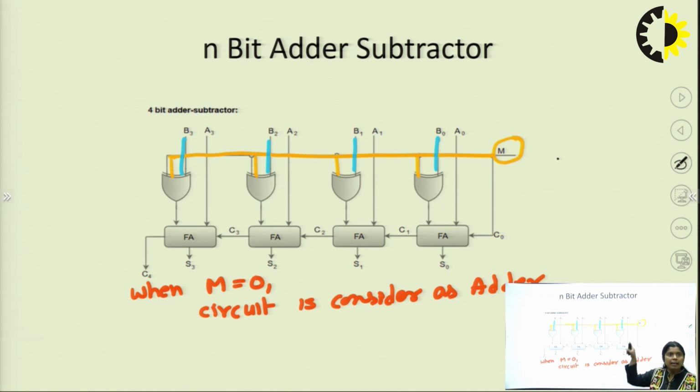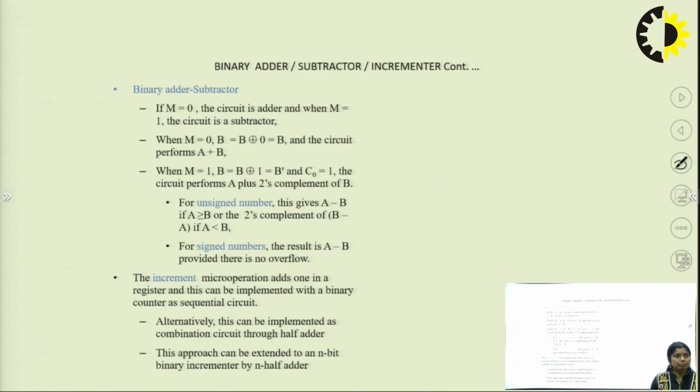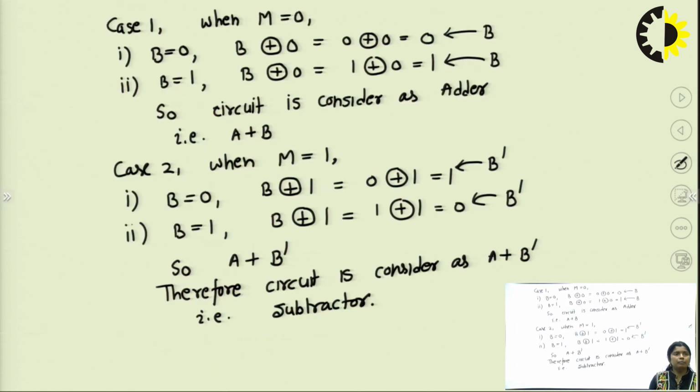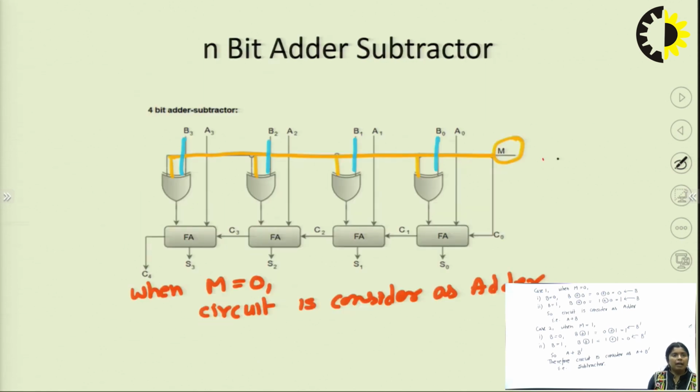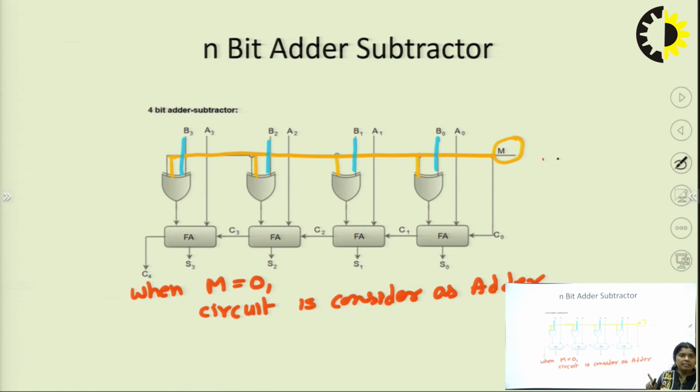So that's why we are taking the next variable, that is M, and this M will go to the XOR gate, and B and M will be XORed and create the second input of the full adder. Carry will be forwarded like the previous one. Now, in this adder subtractor circuit, there is an M. M is a single bit value, which means M has a 0 or 1 value.